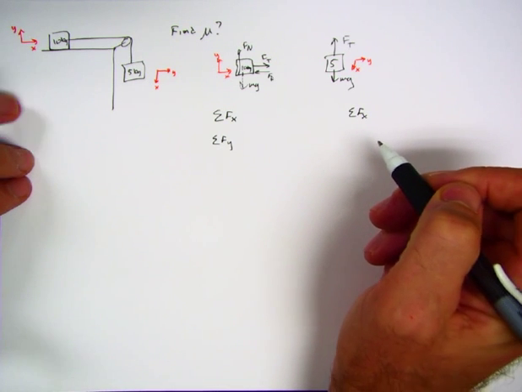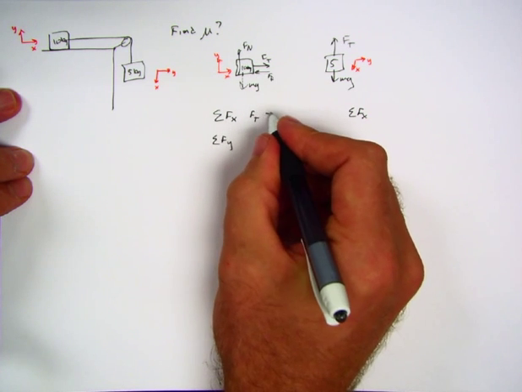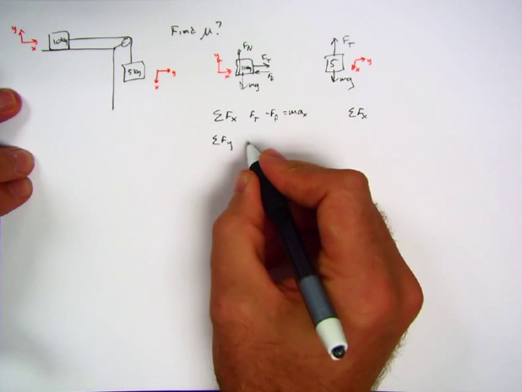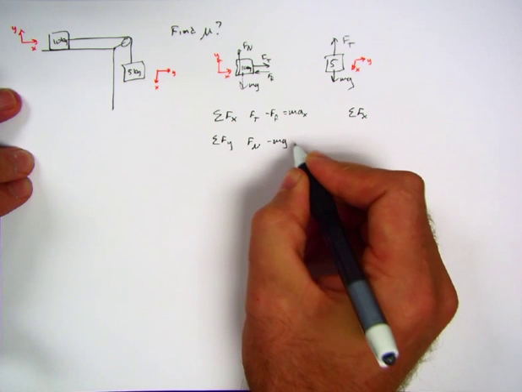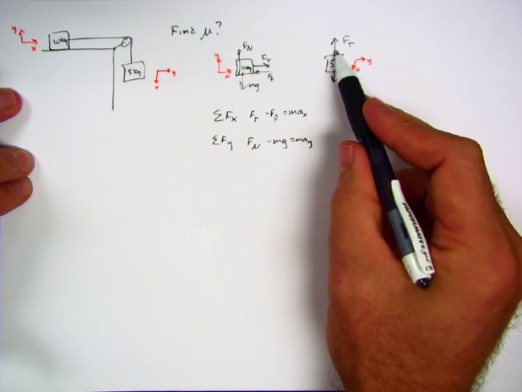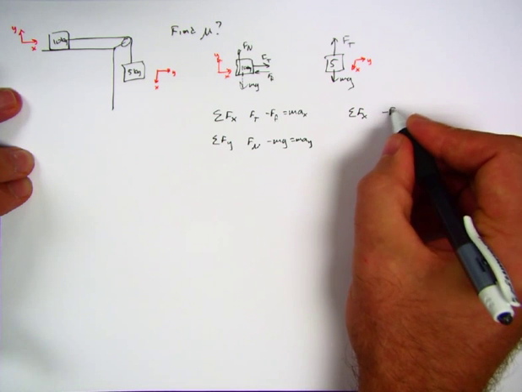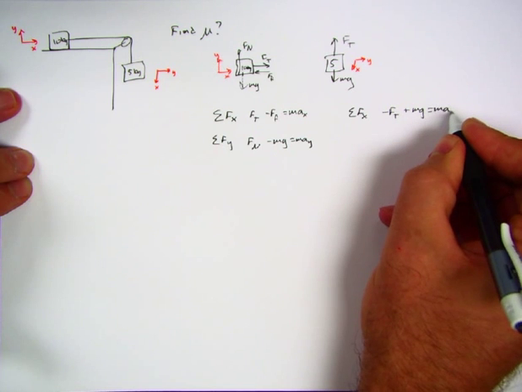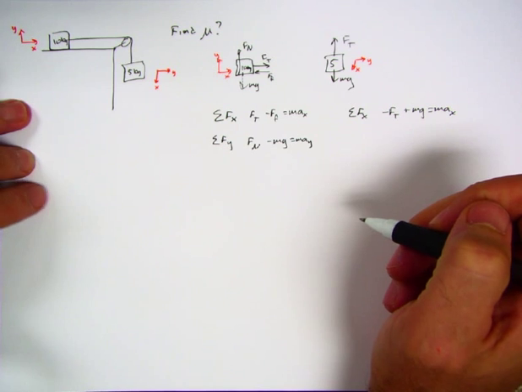So let's just write down what we have. What's going on in the x? Force of tension is positive, force of friction is negative, equals mass times acceleration in x. In the y direction, force normal is positive, mg is negative, equals mass times acceleration in y. Over here we have force tension is negative because we said down is positive. So we're going to say negative force tension plus mg equals mass times acceleration in x because that's our x dimension.